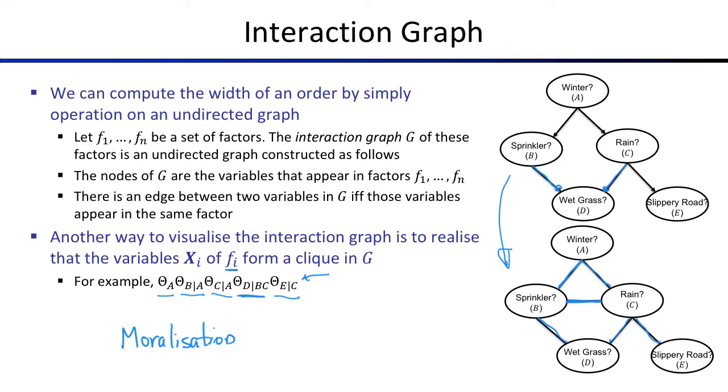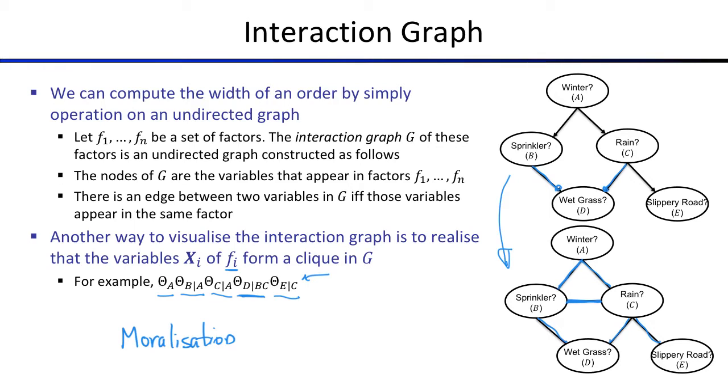We can also think that the variables in a factor fi form a clique in G, and a clique is a graph that is fully connected, so we have edges between all the variables. So yeah, it's the same process as I mentioned before. It's very similar.